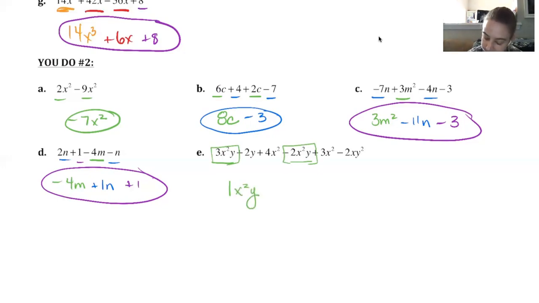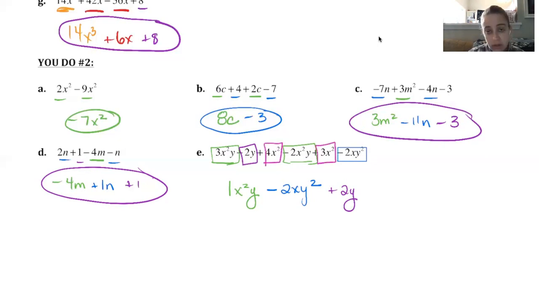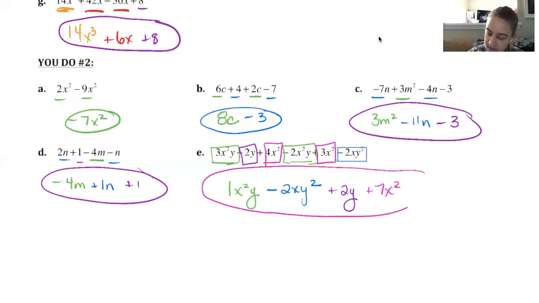Now let's look for another one. This one's close. Xy squared, I don't have any others of those, so I'm going to say minus 2xy squared. And then I see a 2y, no other 2y, so I'm going to bring that one down. And then I see a 4x squared and a positive 3x squared. So those are like terms, I can add those. That's 7x squared. So go ahead and write that one down. That one's nice and long.